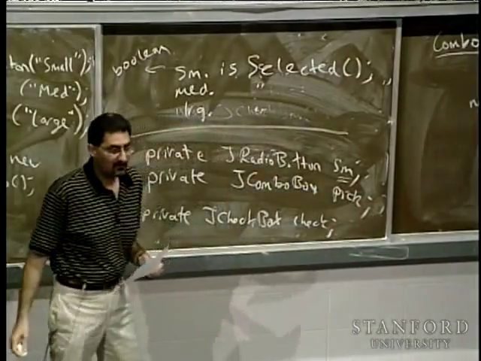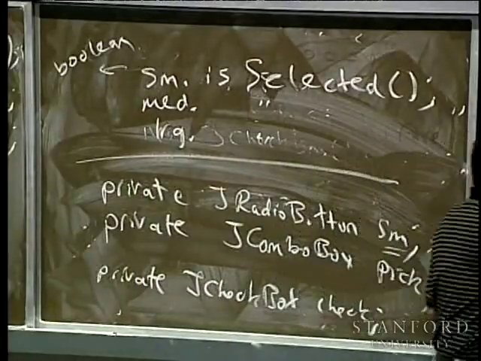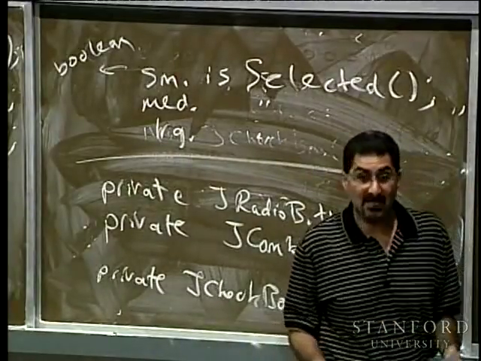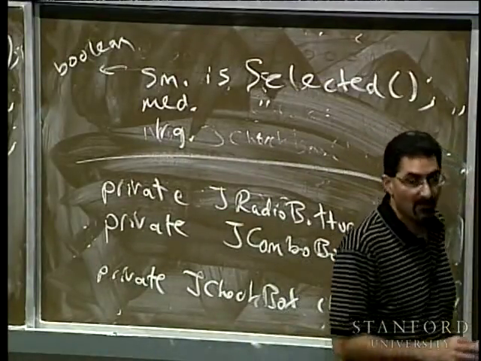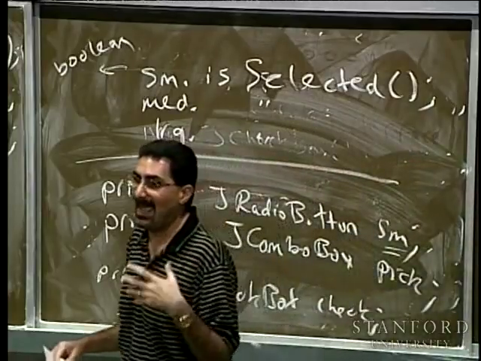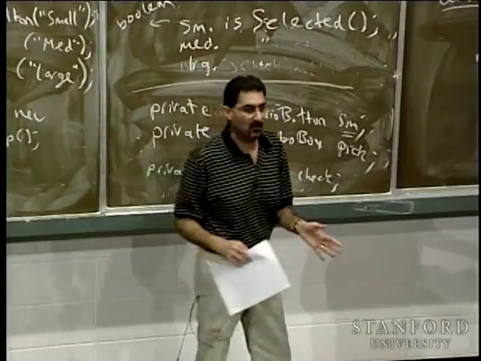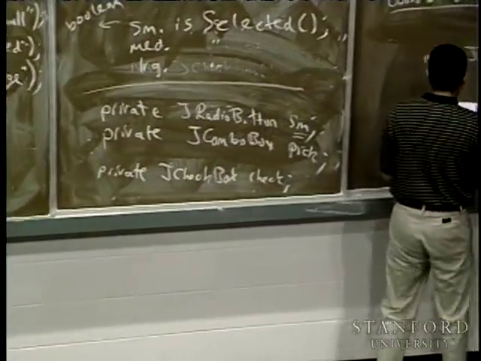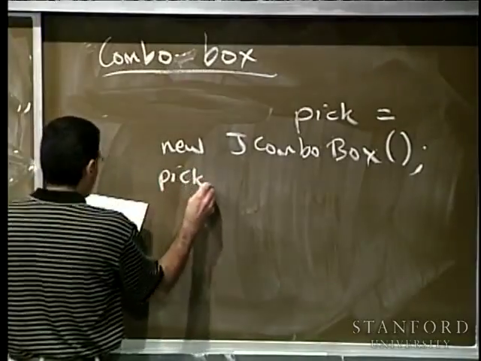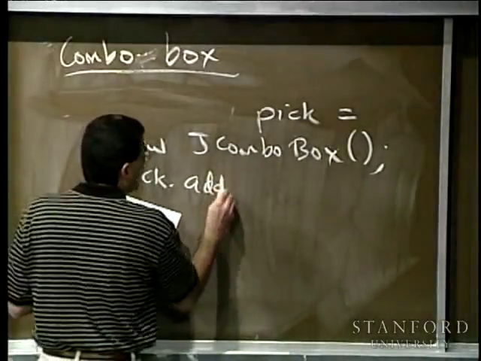Okay? So we start off by initializing the pick to be an empty combo box, so this just creates a new combo box. Then what we need to say is we're going to add all the elements that we want in that combo box in the order in which they're going to appear in the drop-down menu of the combo box. We do that by saying pick.addItem.